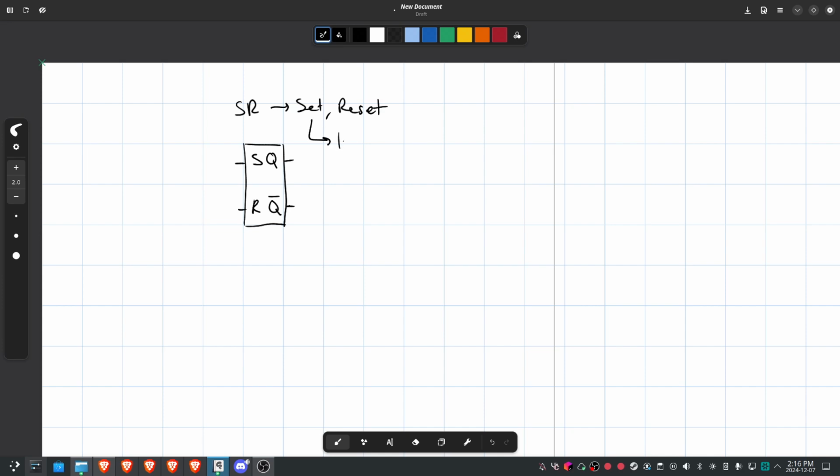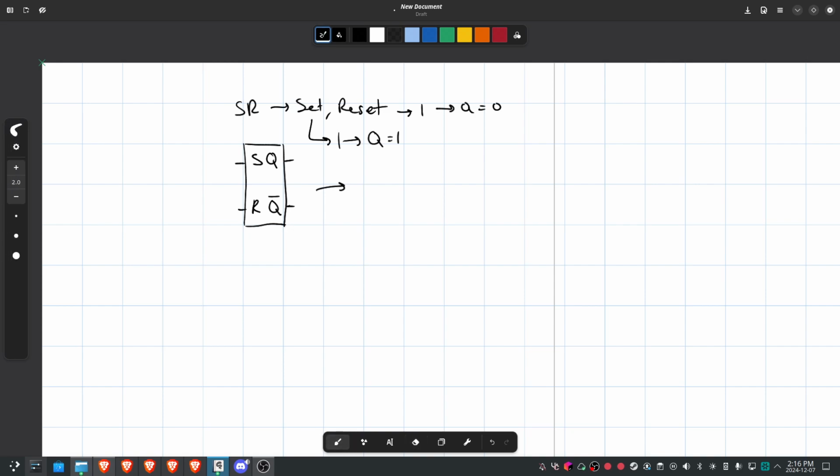If set is 1, Q will be 1. If reset is 1, Q will be 0. Q naught is obviously just the not of Q. So sometimes you can just omit Q naught if you're not using it. It's effectively the exact same thing as SR, Q, and then you have a naught here. This is your Q naught, right? Nothing surprising there.